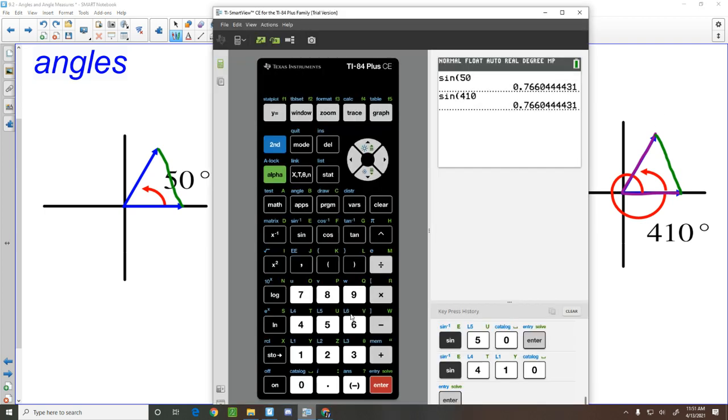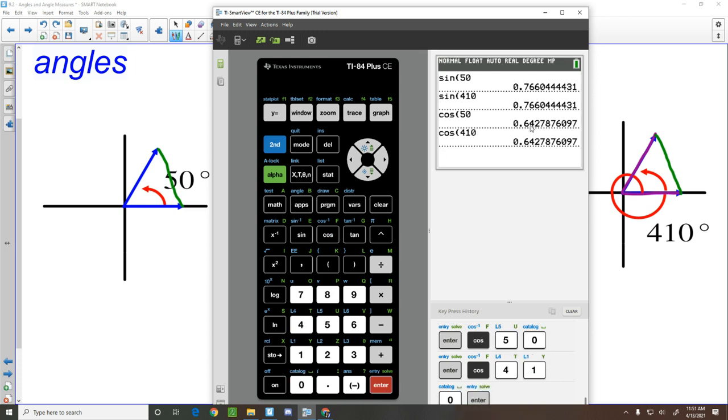So these are coterminal angles. They're going to have the exact same values. And that's true if you do other trig function values too, like the cosine of 50 and the cosine of 410 is also the same value. Not the same as the sine, but it's its own value. So 0.6427, and so on.